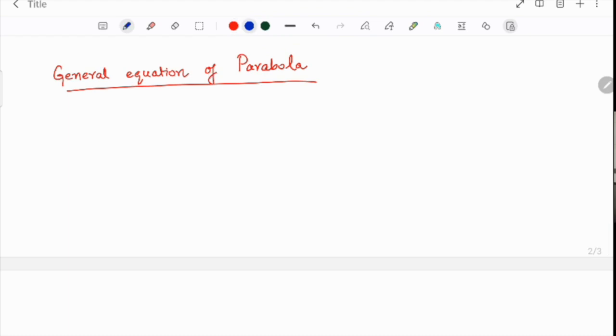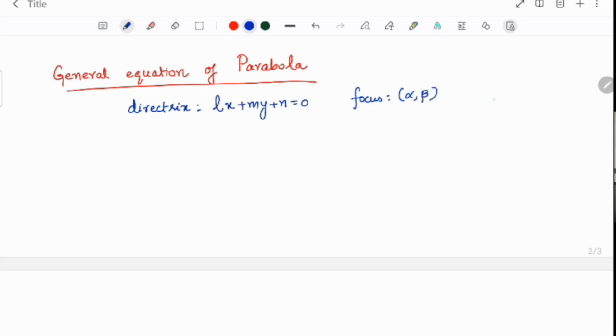To find a parabola equation, we need two things. One is the directrix. Let me take it as ax plus by plus c, or should I take lx plus my plus n? Anything we can take. I'm taking lx plus my plus n is equal to 0. And the focus, I'm taking it as alpha comma beta. I need the directrix and the focus.